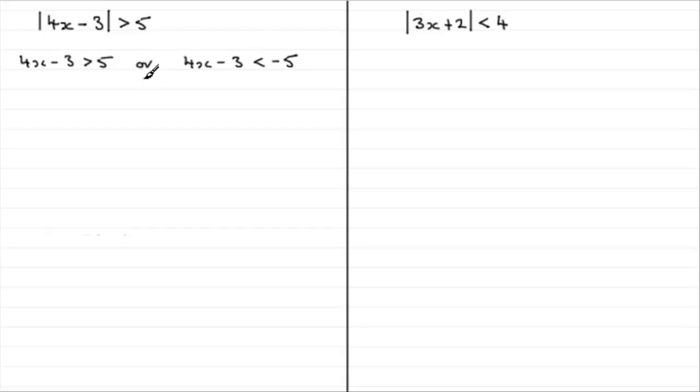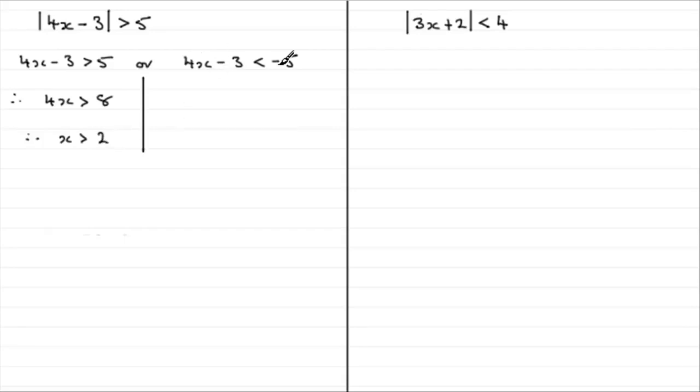And what we can do is we can solve each of these individually. So if we take the first one and just simply add 3 to both sides, then we're going to have 4x is greater than 5 add 3, which is 8. And if we divide both sides by 4, remember, if you divide by a negative number, you're going to have to reverse the inequality, but we're dividing by a positive number here, 4, so we end up with x is greater than 8 divided by 4, which is 2.